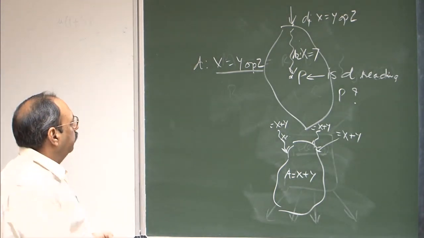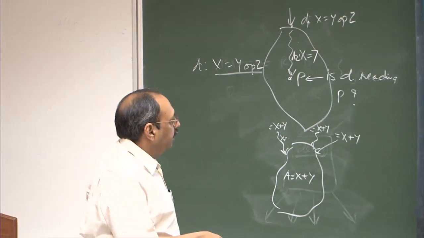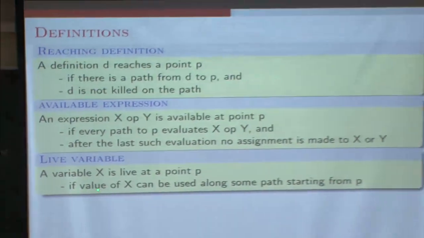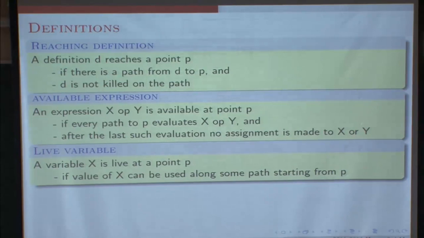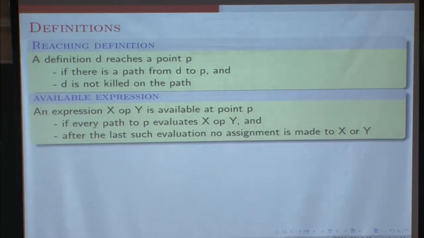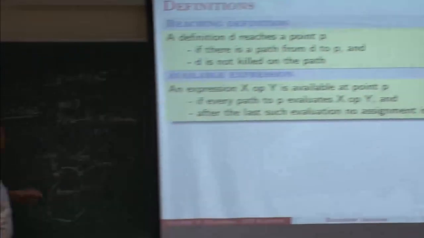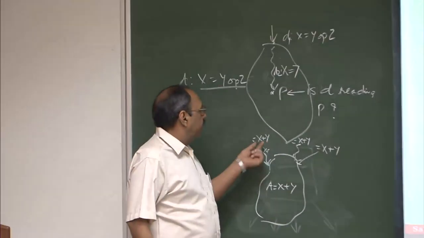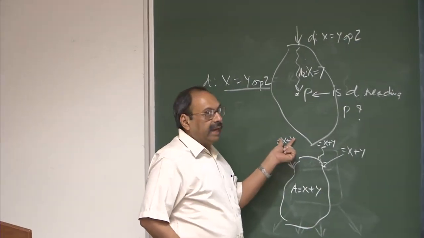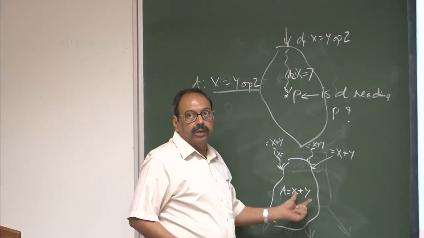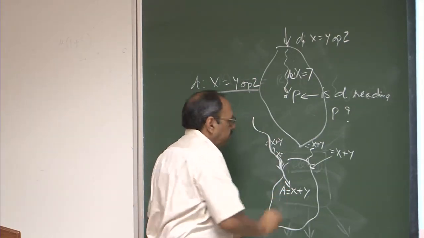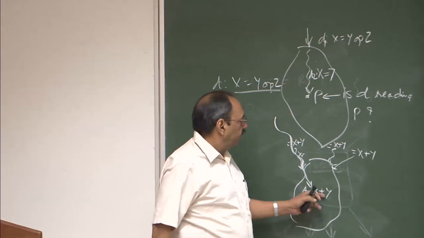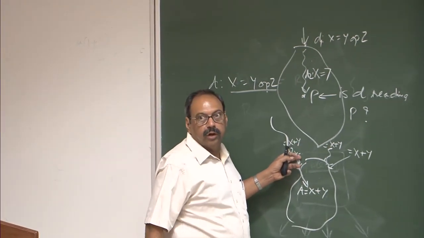Another property may be, I want to check whether a variable is live at a point P, and we can say that if the value of x can be used along some path. What may happen is that, suppose I do this computation and I want to reuse it, and at runtime this path is taken, then I cannot reuse this value, because it has already been changed by the assignment to x.